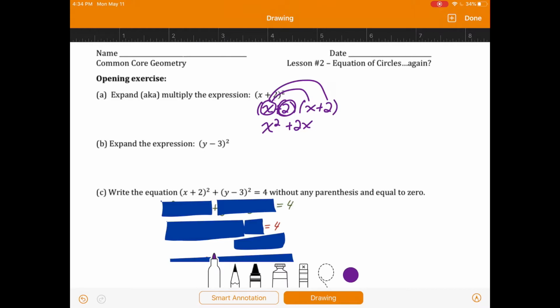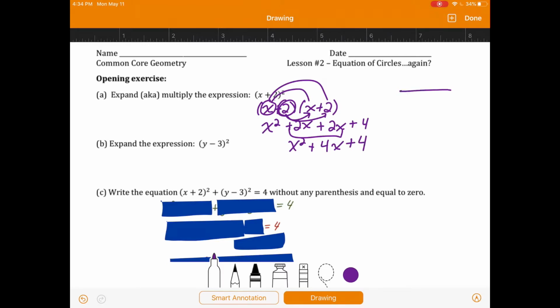Then you take the 2 here and you double distribute this way, so you've got 2 times x and 2 times 2. So 2 times x and 2 times 2, which is 4. And then you combine like terms, so x squared, then these two are the same, so we put them together. So 2 plus 2 is 4, and then we've got 4 there.